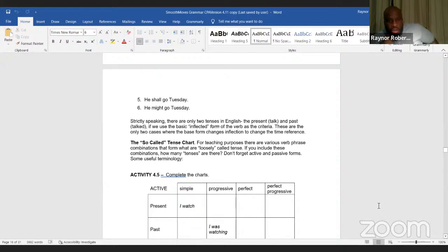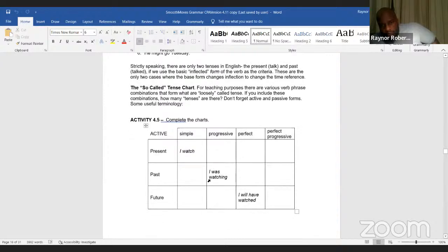Okay. Strictly speaking, there are only 2 tenses in English: the present and past. If we use the basic inflected form of the verb as the criteria, these are the only 2 cases where the base form changes inflection to change the time reference. The so-called tense chart, for teaching purposes, has various verb phrase combinations that form what are loosely called tenses. If you include these combinations, how many tenses are there? Don't forget active and passive forms.